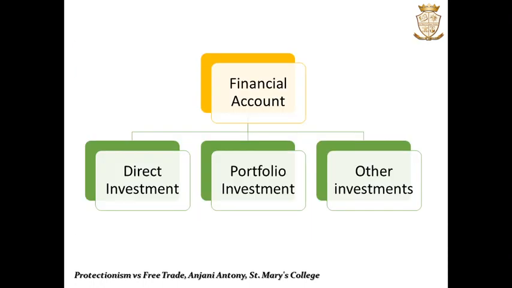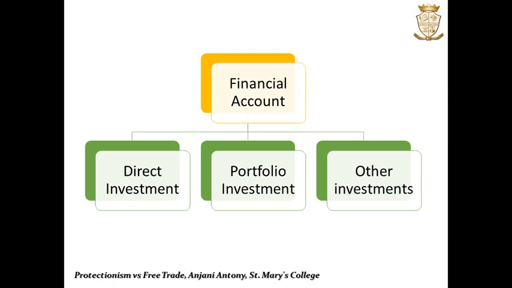And this financial account has three components, that is direct investment, portfolio investment and other investment. Direct investment is something related to foreign direct investment, that is investing in another nation through a company or acquiring something like that. So owning a company or something else directly comes under direct investment. We are investing in another nation.